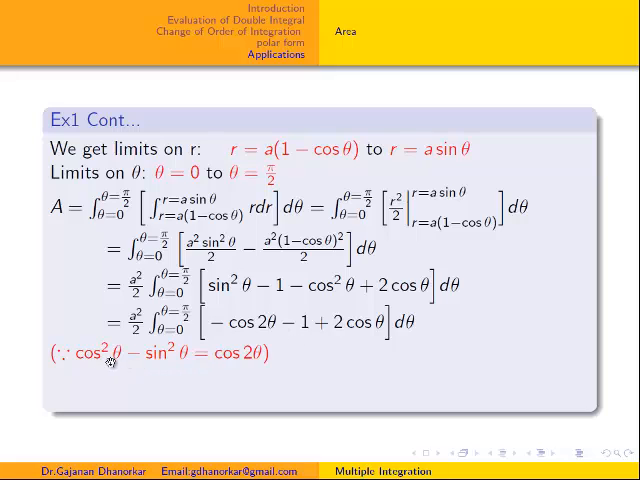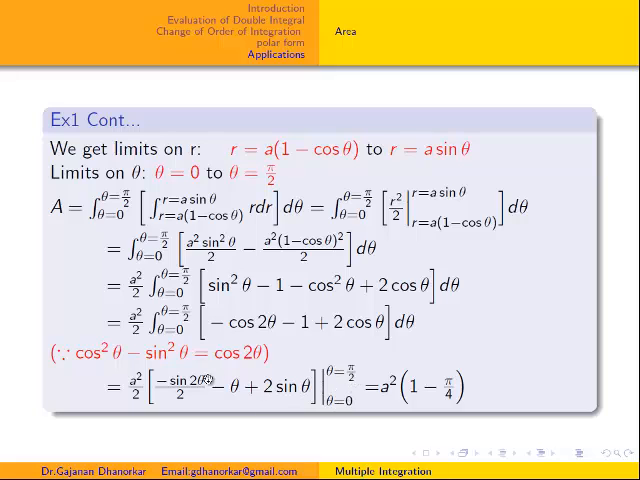Actually this is cos square theta minus sin square theta, which is cos 2 theta. Now here is sin square theta minus cos square theta, so we write minus cos 2 theta minus 1 plus 2 cos theta into d theta. We take this integration with respect to theta between 0 and pi by 2. The integration of cos 2 theta is sin 2 theta divided by 2, so we get minus sin 2 theta divided by 2 minus theta plus 2 sin theta between 0 and pi by 2.